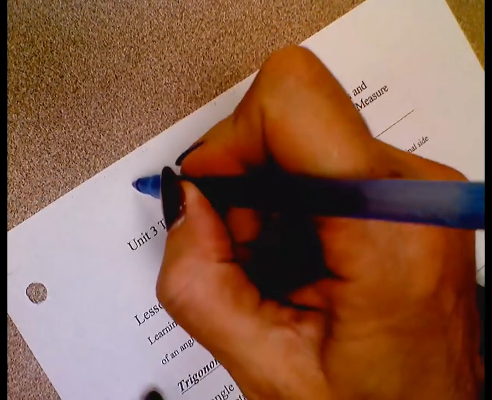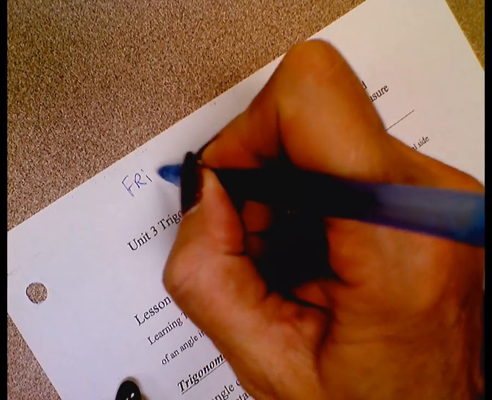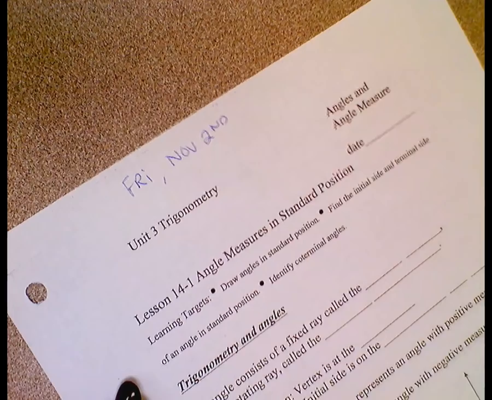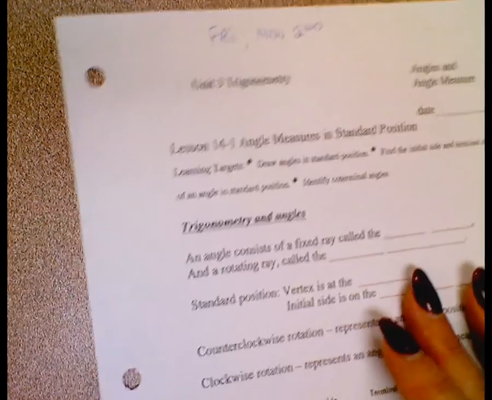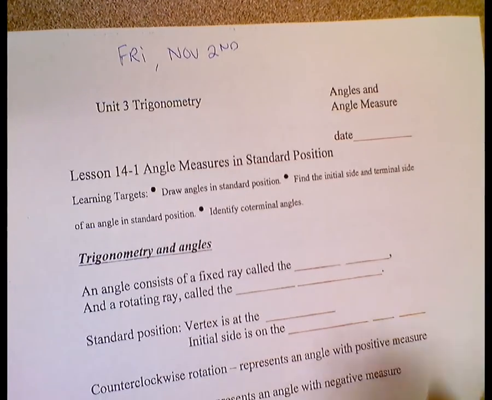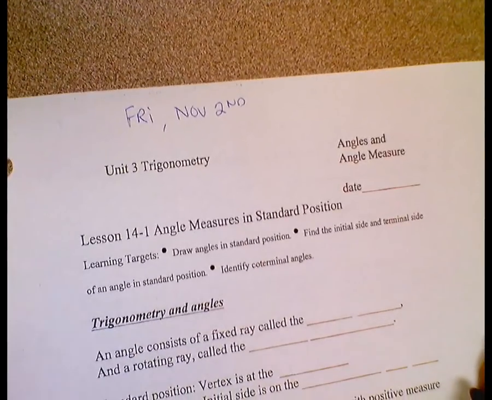Hi everybody, it is Friday, November 2nd, and I'm sorry I'm out, but I have mono and I'm not allowed to come to school, at least until Monday. I might be there Monday, might not, but I should be there Monday.